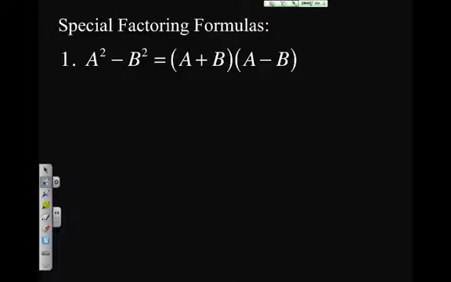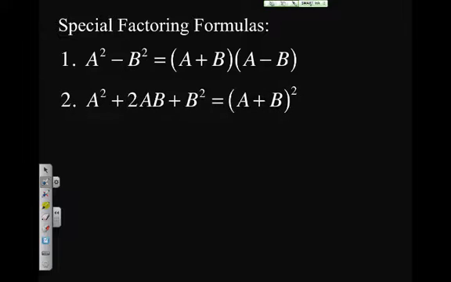Some special factoring formulas. Some of these I don't really want you to even focus on a whole lot, but there are some that are very useful. The first one is one of the very useful ones, and this is what we call the difference of two squares. If you have something that's written as a squared minus b squared, or can be written as something squared minus something else squared, it will always factor in this way, as the first term plus the second term times the first term minus the second term. And that's one that we do a lot of.